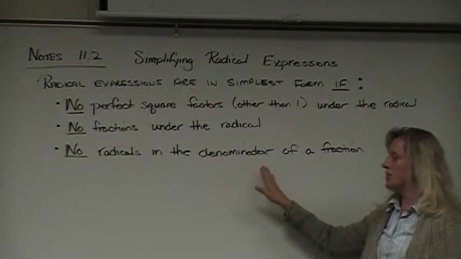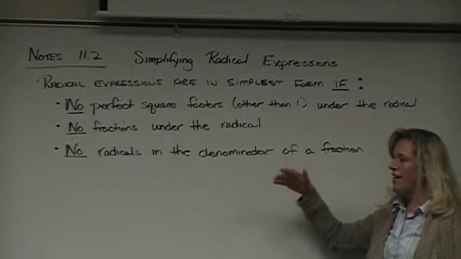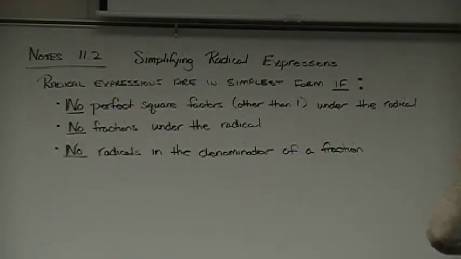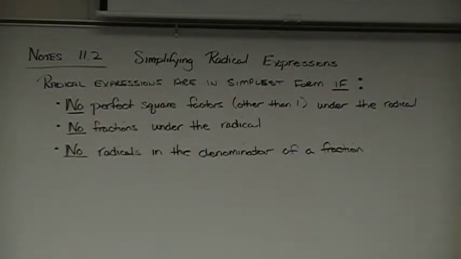The last one is you cannot have any radicals in the denominator of a fraction, which means you can't have 1 over the square root of 4. That's impossible. So we're going to show you how to rationalize. It's called rationalizing the denominator, the process we use to eliminate the radical from the denominator.